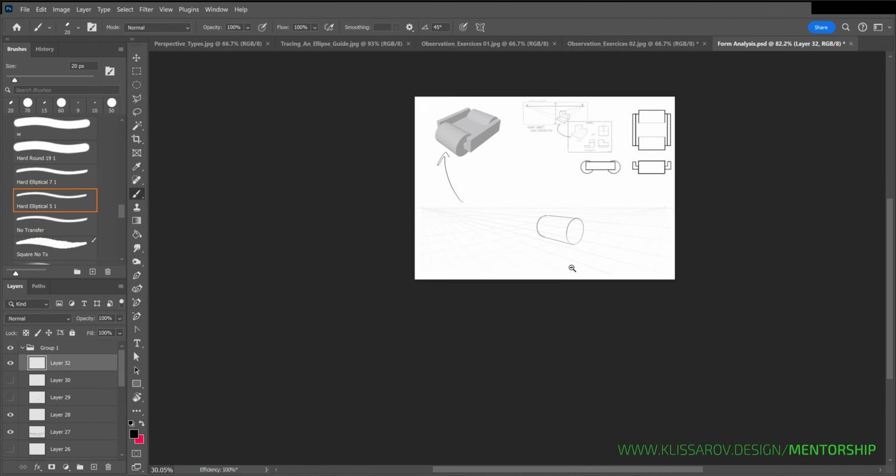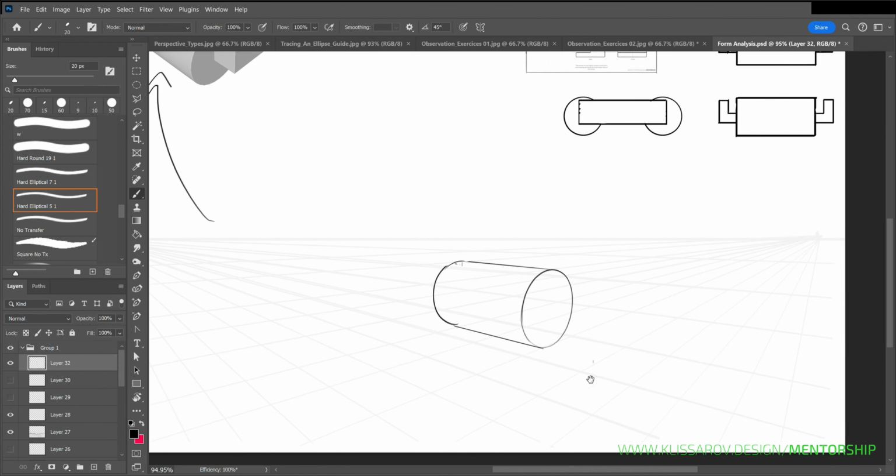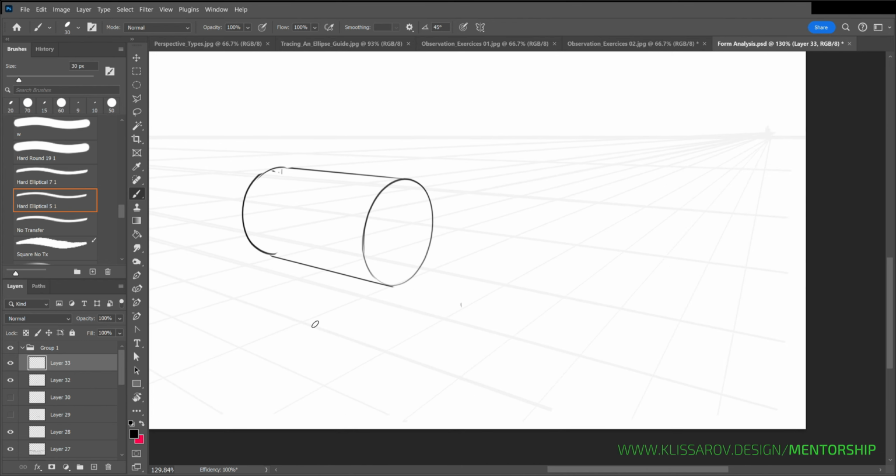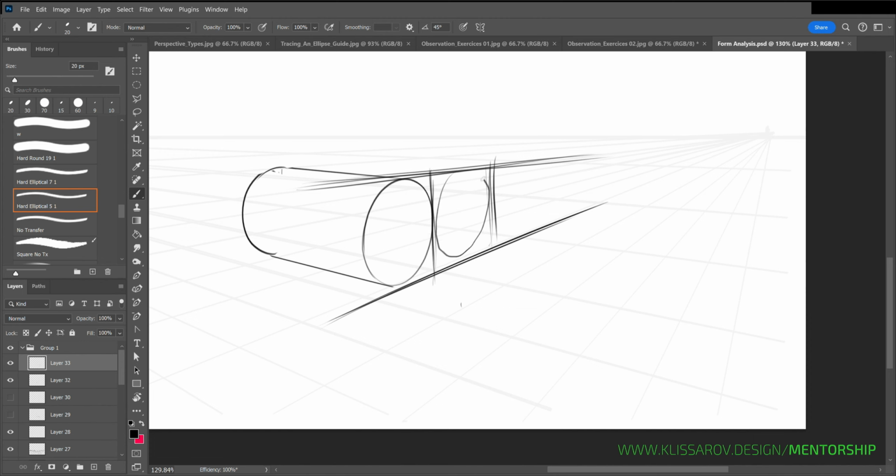Okay, more or less. Now I need to be thinking about what we had earlier. Let's add another layer that's gonna serve us just as a rough. Okay, so I need to, next to this shape, consider another cylinder. Okay, and then consider yet another cylinder here, right?